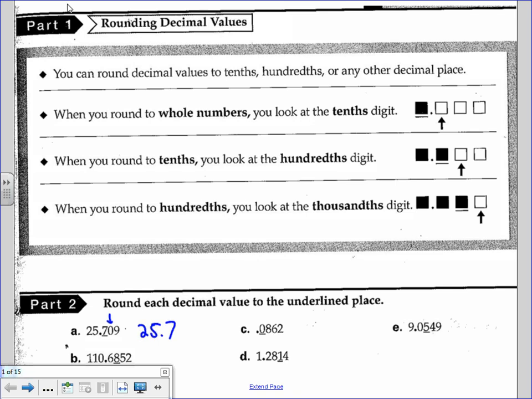Okay, for B, the 8 is underlined, so I look to the right. That is the 5. Again, if it's 5 or up, it's going to tell you need to round up. So that becomes 110.69. The 5 tells me to round the 8 to a 9. Okay, you can go ahead and complete C through E on your own. There is more to this one on the back of this page.